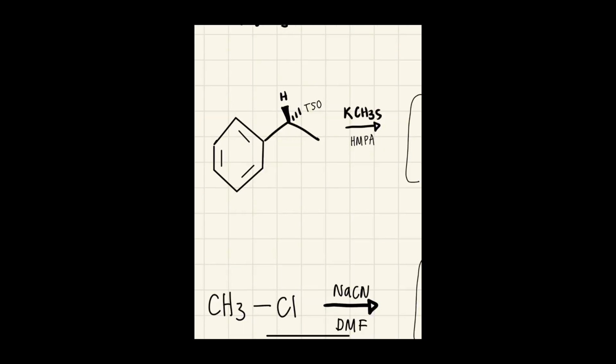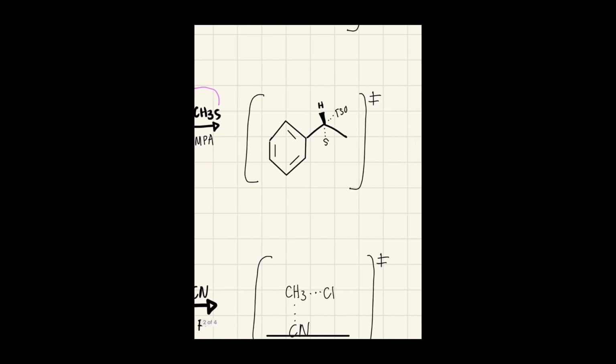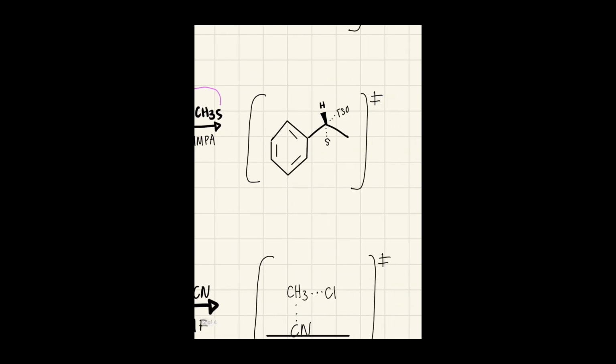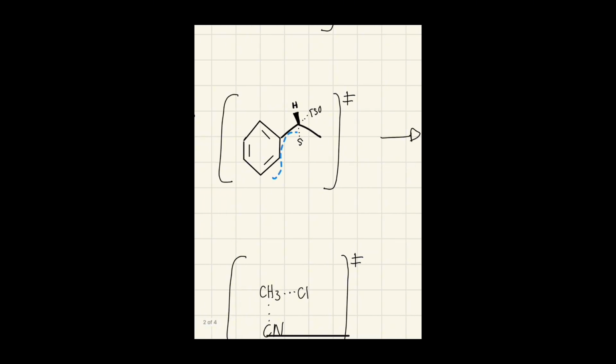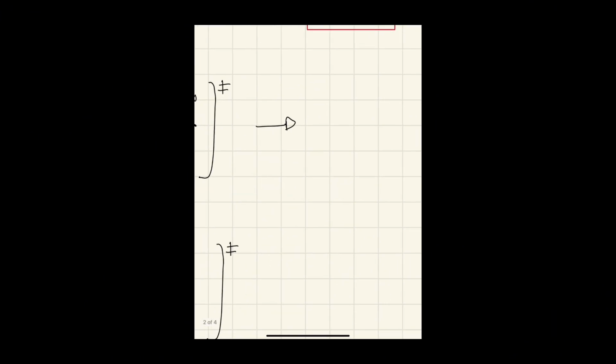Okay, let's move on to the second problem. Same step. The nucleophile is going to attack our carbon. Then the leaving group leaves. So our transition state is going to look like this. But the final product... Don't forget to show the inversion if your carbon is chiral.